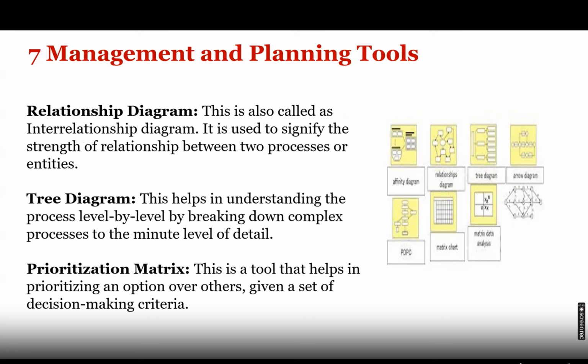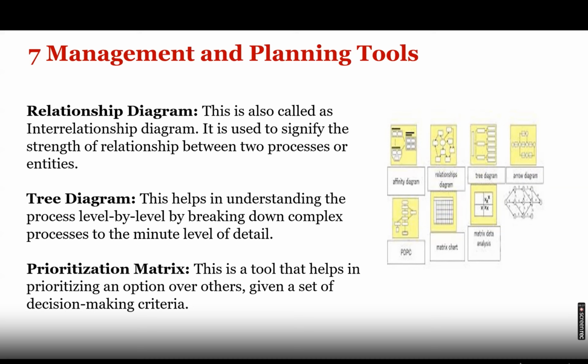It is used to signify the strength of relationship between two processes or entities. It helps us understand the causal relationship between variables or processes in a complex scenario. It establishes the linkages between variables and processes. The number of incoming and outgoing links indicates the importance of each process. A higher number of incoming arrows indicates a higher dependency of that process on other processes. Similarly, a greater number of outgoing arrows from a process indicates the importance of that process to other dependent processes.